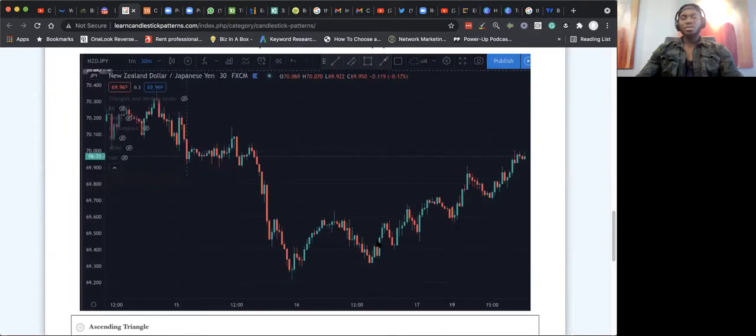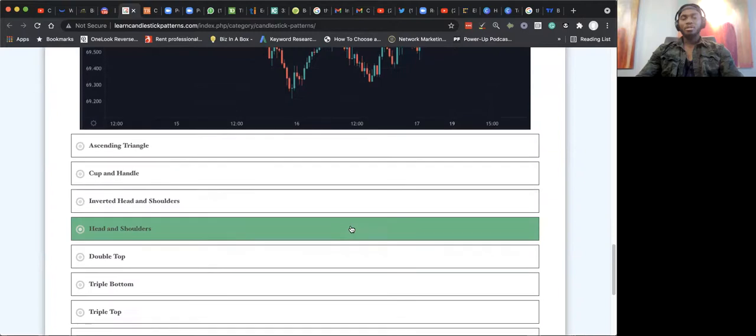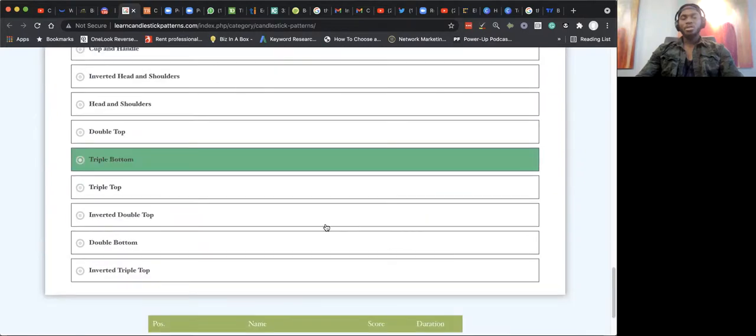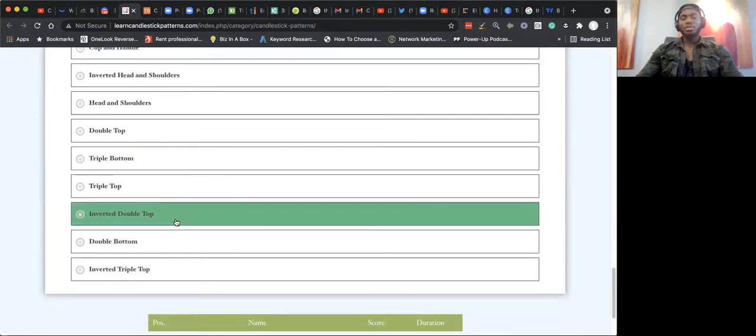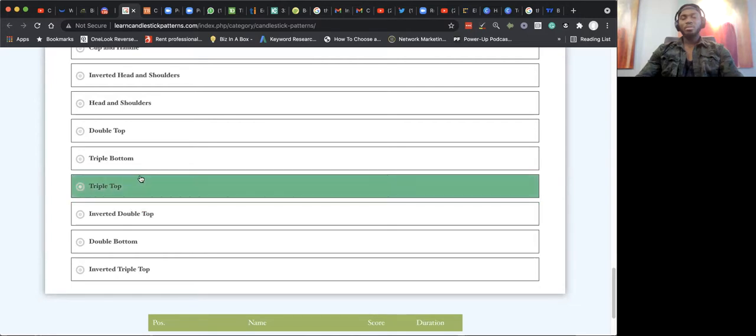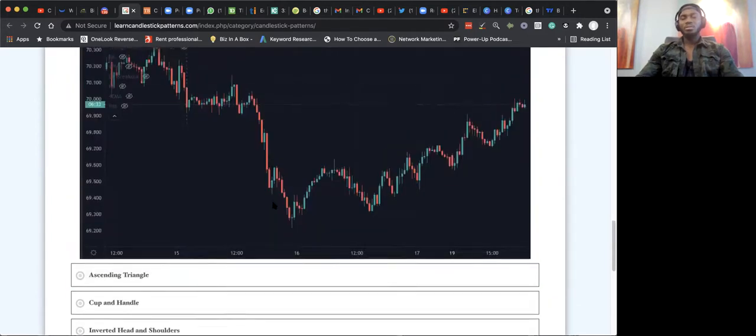All right. Well, I think this looked more to me like an inverted, so this looks to me more like an inverted triple bottom. Wait a minute, that's not an option. I hate that I'm guessing it. Okay.